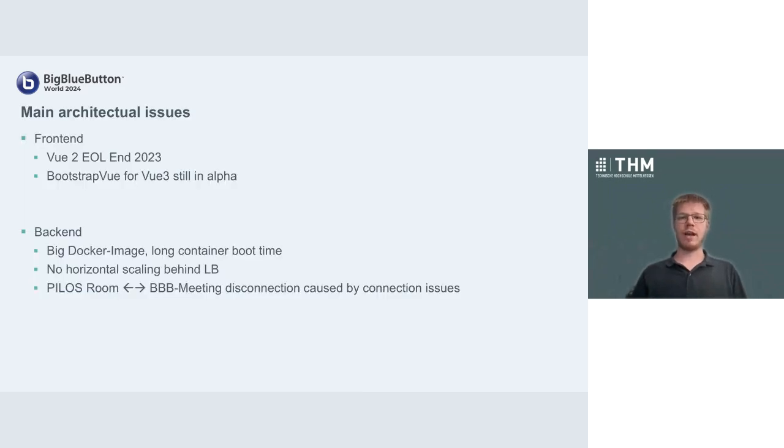So the question is, why did we create version 4? Why did we increase this major version number? Why didn't we just update the existing PILOS versions? The reason for this is that we had a few main architectural issues that we had to deal with. One is for the technology and how PILOS is built. We have the separation between a backend and a front end.